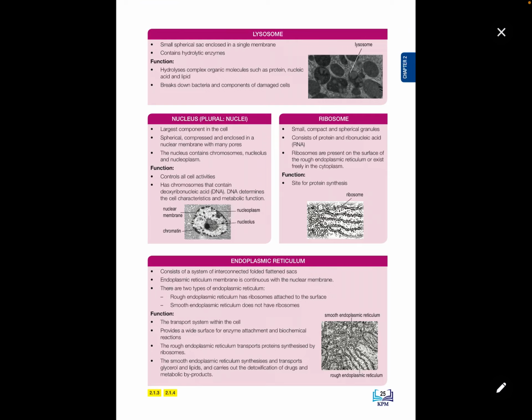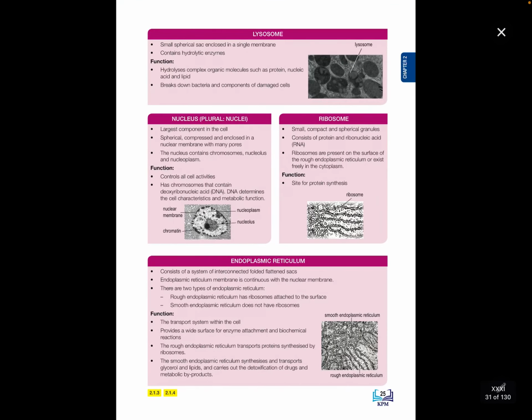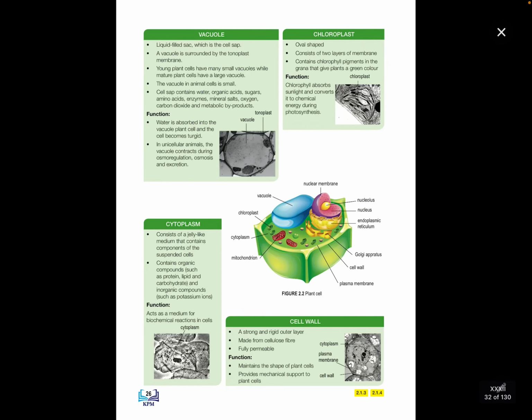So rough ones transport proteins synthesized by ribosomes, while smooth ones synthesize and transport glycerol and lipids and carry out the detoxification of drugs and metabolic byproducts. So basically, the endoplasmic reticulum is where a lot of things are transported, as well as the Golgi apparatus. I don't know if they mentioned the whole process in the book. I hope not, because there's a lot to know.